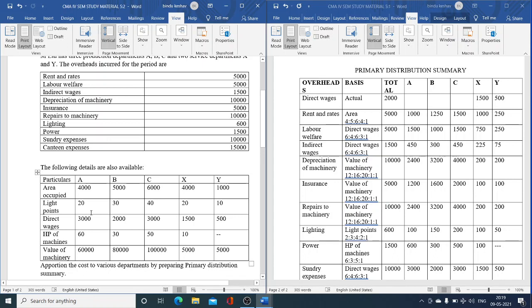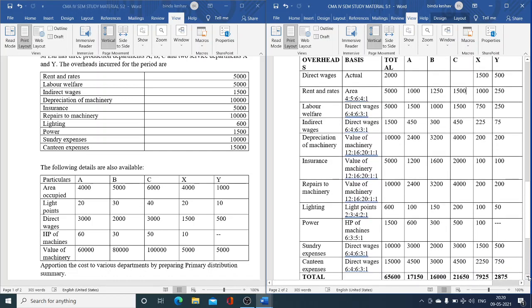The next item is lighting, that is 600. Lighting is based on the light points. So here we can see light points 20, 30, 40, 20 and 10. Now the ratio can be simplified: 2:3:4:2:1. So 600 rupees will be distributed to the different departments as department A 100, department B 150, department C 200, department X 100 and department Y 50 rupees.